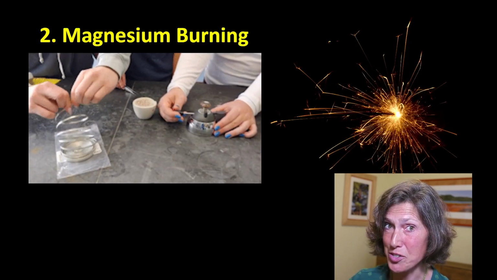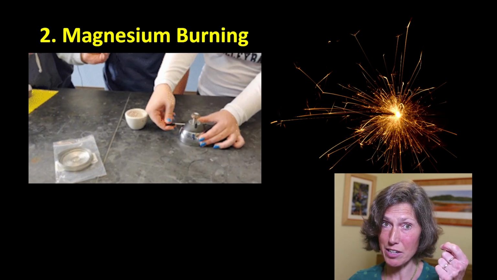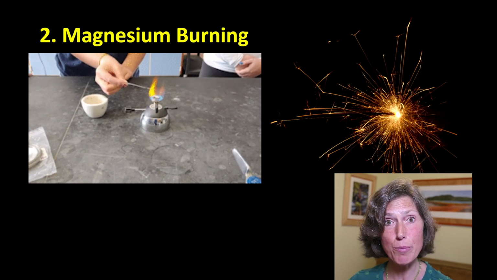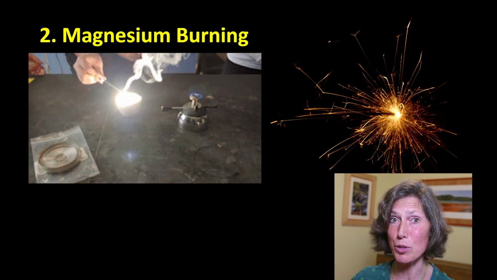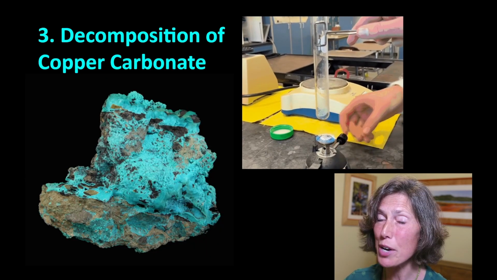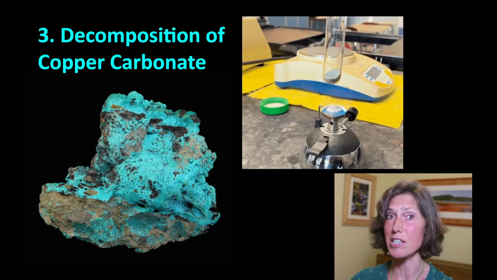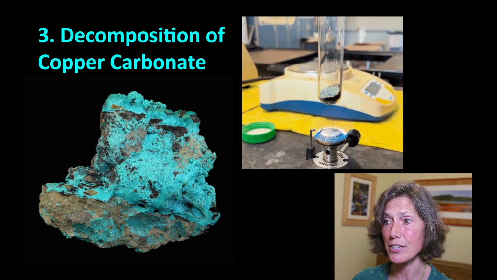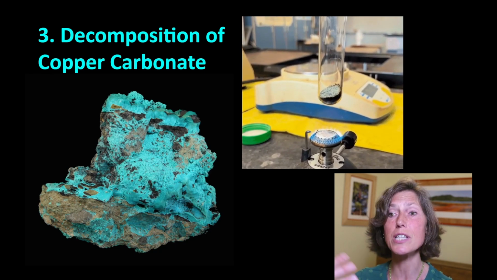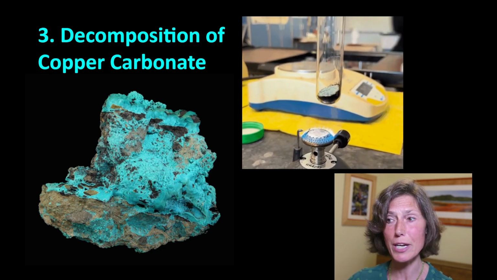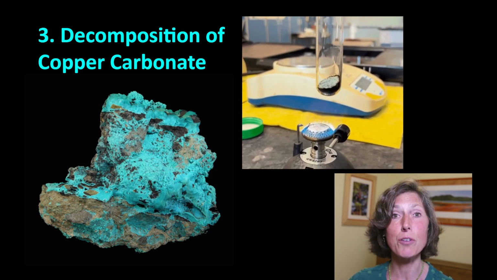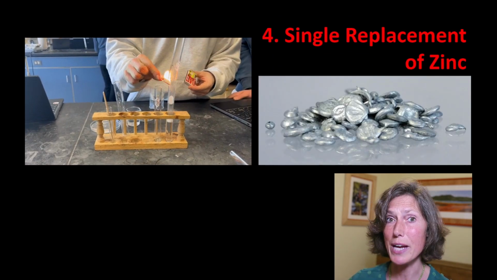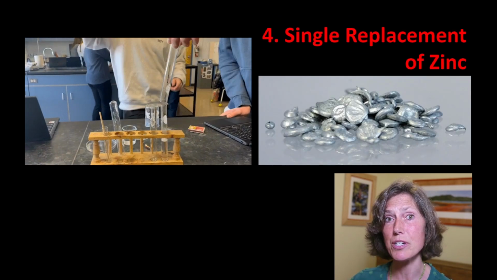Magnesium is a lot easier to combust. Take that little strip, put it in the butane flame, clearly exothermic because you don't even have to keep holding it in the flame. Again, more exposure to drive this lesson home. The decomposition of copper carbonate. Again, you need to continuously hold the copper carbonate in the butane flame for it to darken, for it to decompose. Last of these 4 reactions is the single replacement of zinc.